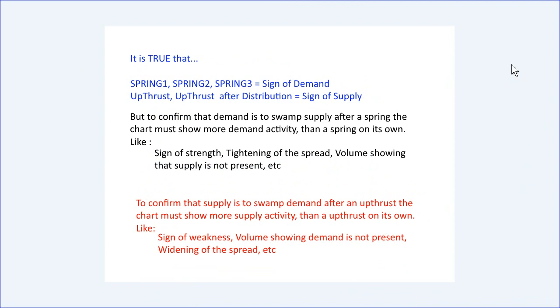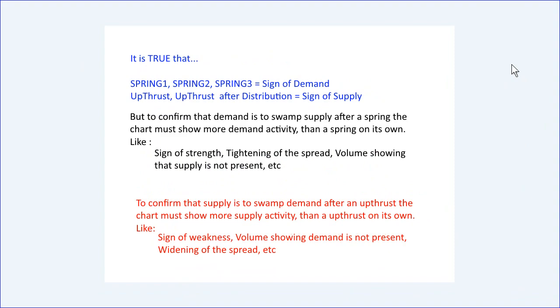To confirm that supply is going to swamp demand after an upthrust, the chart must show more supply activity than an upthrust on its own. You want to see, in the background, a sign of weakness, volume showing demand is not present. And when more supply comes to the market, the spread does widen. You have to find more Wyckoff evidence of chart recognition that demand or supply is present that is likely to change the behaviour of the chart.